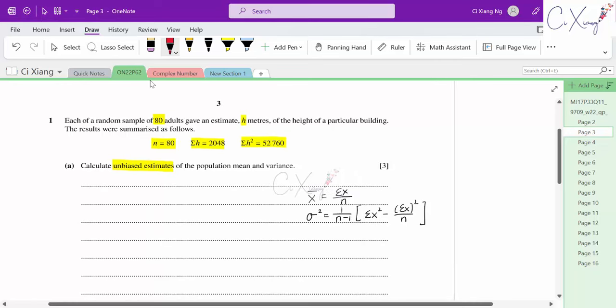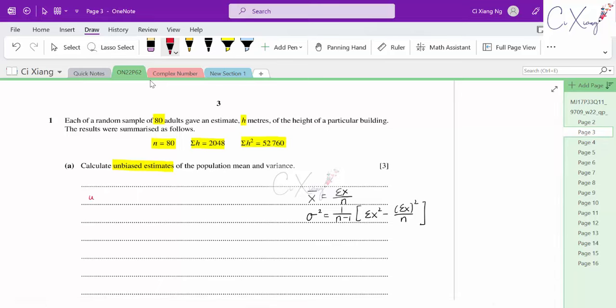Therefore, to get the unbiased estimated mean, it is quite straightforward. We are taking the summation of h, which in our example is 2048, divided by the number of samples, which is 80. If we simplify this, we will get 25.6.